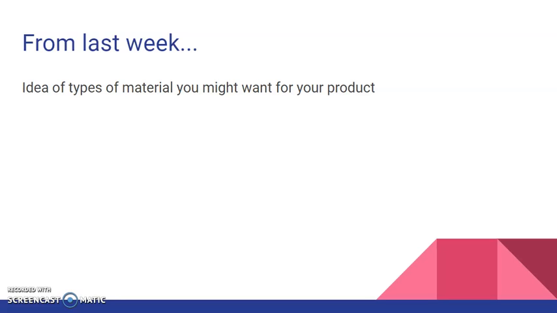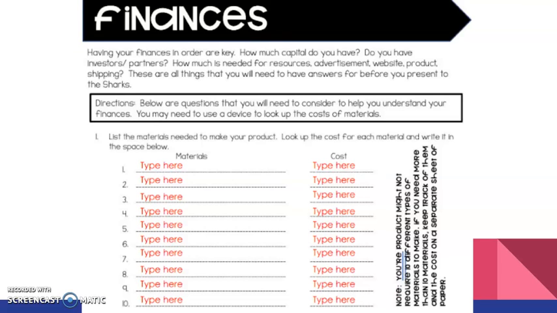Just as a reminder from last week, I asked you to think about the types of materials you might want to use for your product, thinking about what makes your product look more attractive to people, and things like that. So this is your worksheet, and we're going to again go step by step. This is in Google Classroom, and you'll be able to type in everywhere where it says type here in red.